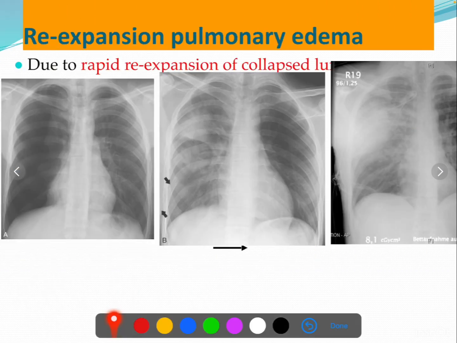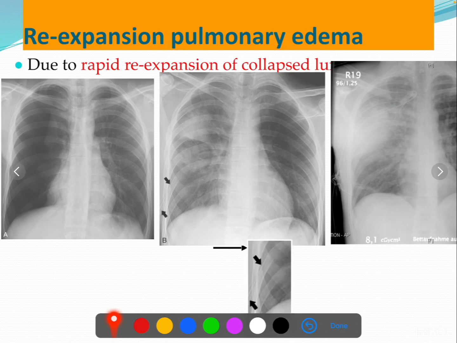Then in this picture we can see that re-expansion pulmonary edema could be there. They are telling it is due to rapid re-expansion of collapsed lung. So if we put an ICTD, as we can see here a right-sided tension pneumothorax, and we put this ICTD, it will cause this re-expansion pulmonary edema. Very, very important. Because of rapid expansion of collapsed lung, it can create re-expansion pulmonary edema.